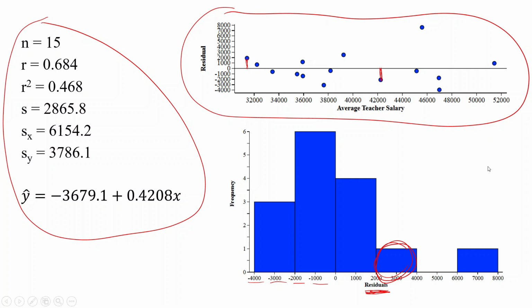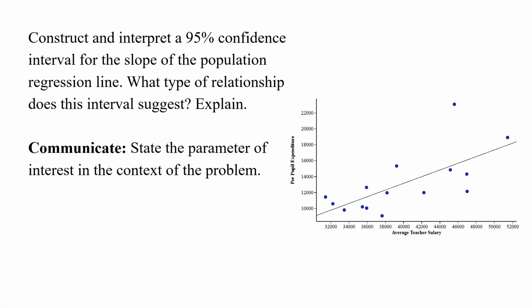So we're given all of this information up front, which is great. We'll talk more in the homework and some of the other sections of notes about how we might find these using our calculator. But on the AP exam, they give a lot of this to us up front because it is a little bit more labor intensive to find these using your calculator. So it's up to us to digest it and come up with a confidence interval for B. It says specifically, construct and interpret a 95% confidence interval for the slope of the population regression line. What type of relationship does this interval suggest, and explain it?